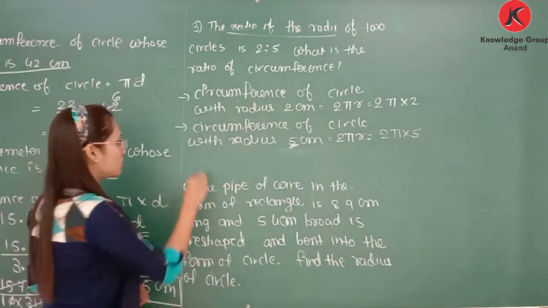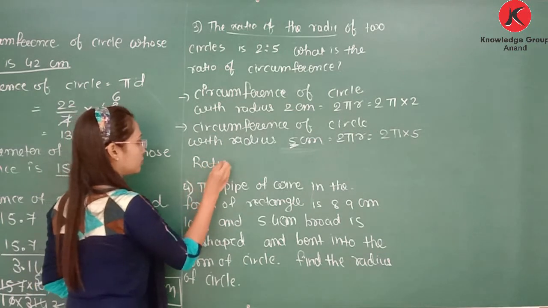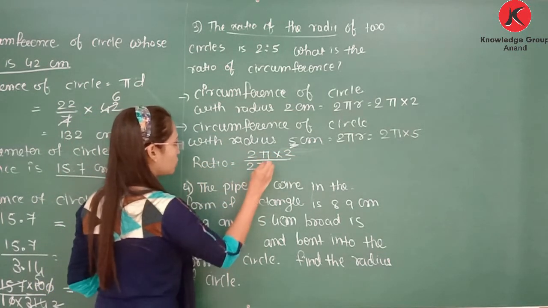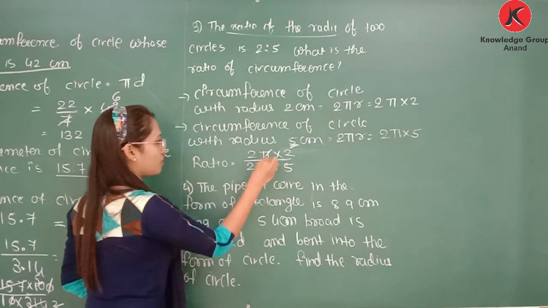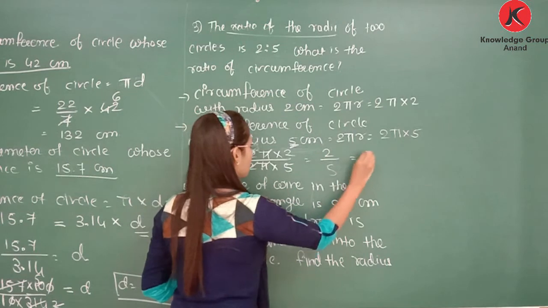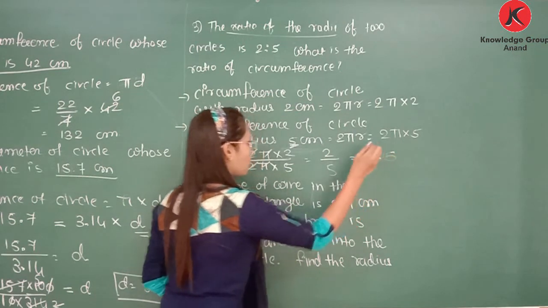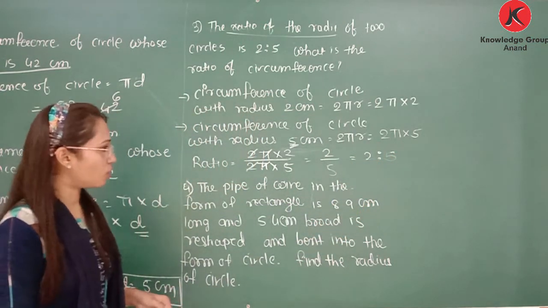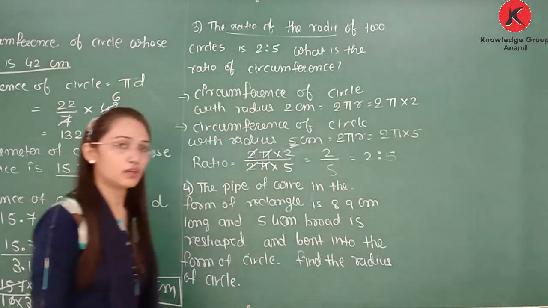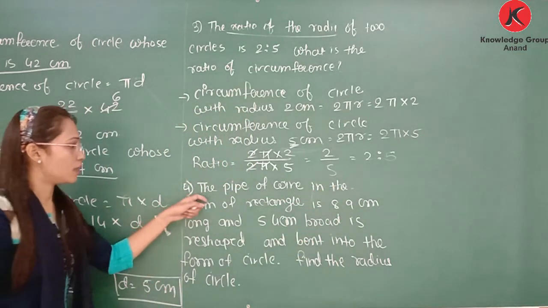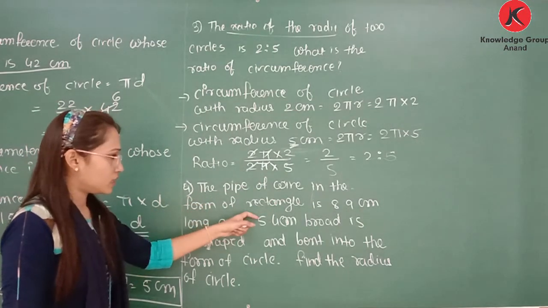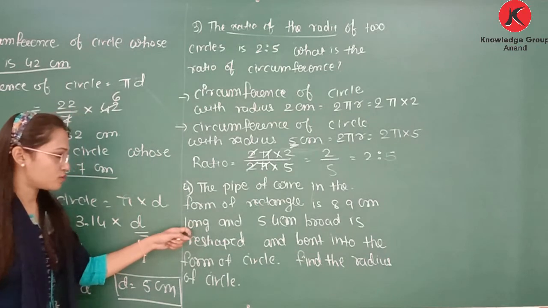Now take the ratio. 2 pi multiplied by 2, 2 pi multiplied by 5. So here 2 pi cancels. So it is 2:5. So the ratio of circumference is also the same as the ratio of radius. Clear?